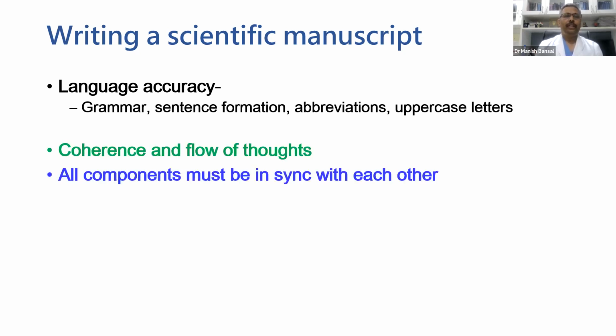Then the next important thing is that whatever we write, it should be coherent and there should be a clear flow of thoughts. So the questions that we raise in the introduction must be answered by our results. Whatever we mention in results must be explained in discussion. Whatever we conclude should be based on our data. Whatever we mention in methods should be consistent with what we are showing in the results, and so on. So all the components of the manuscript must be in sync with each other. That's very important.